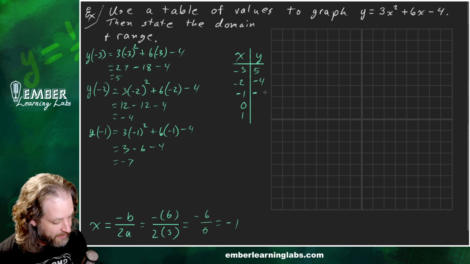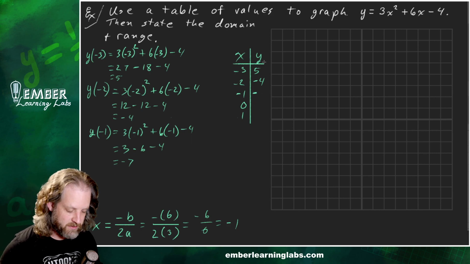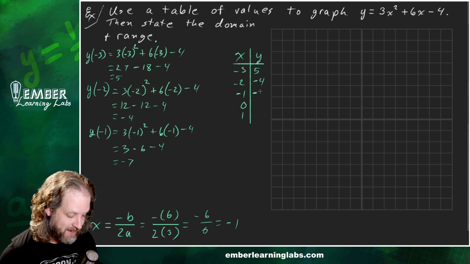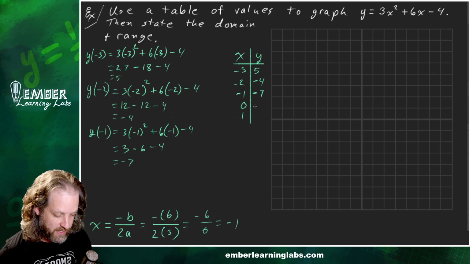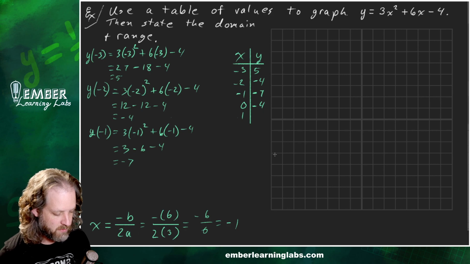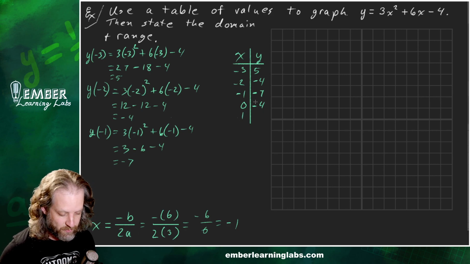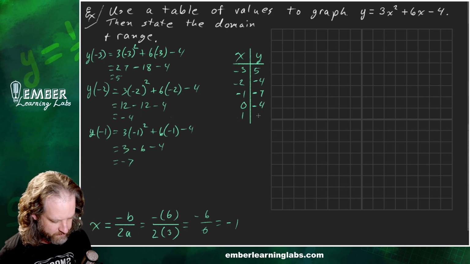Now, we don't actually have to calculate these other ones, and I'll explain why. I'm going to write what they are. I'll tell you what they are, and then I'm going to explain what's going to happen. If I plug a 0 in there, we're going to get negative 4. If I plug a 1 in there, we're going to get 5.